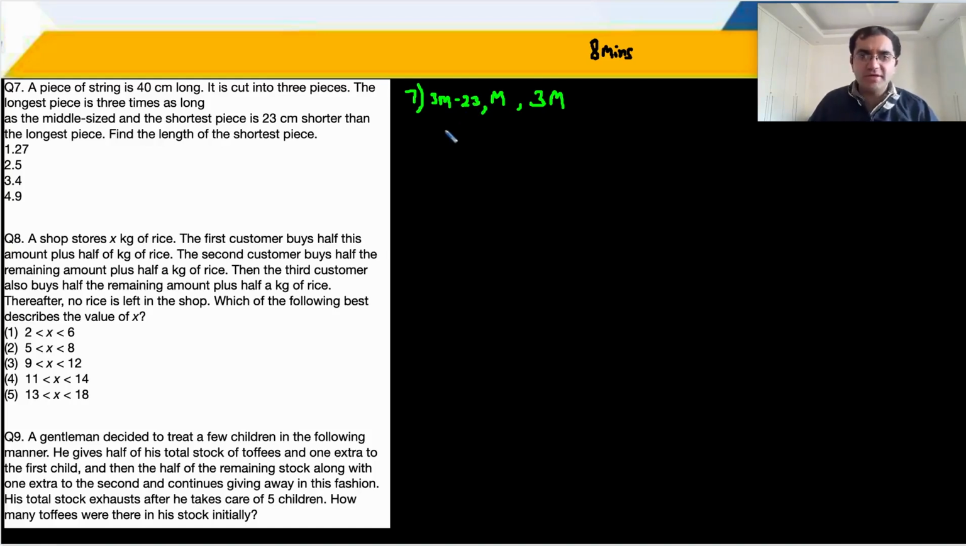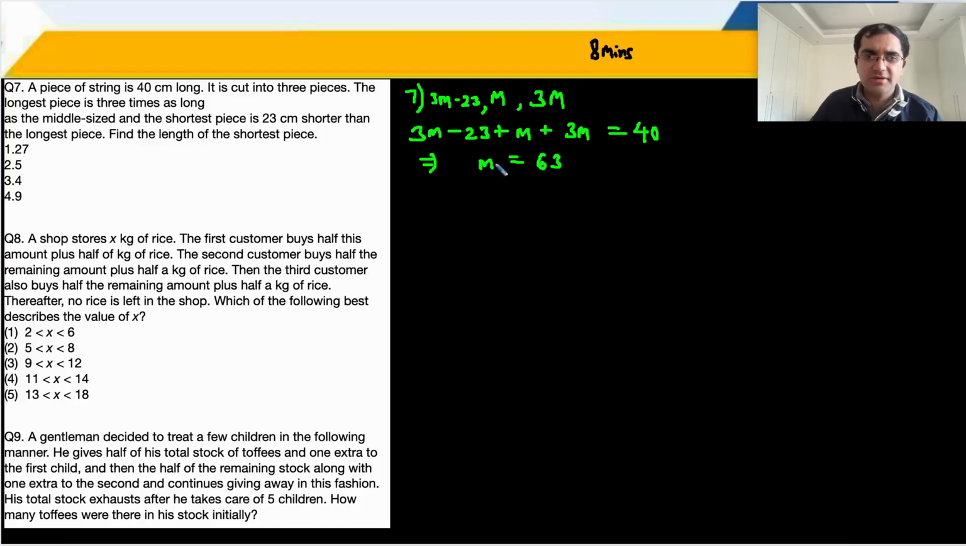These are your 3 pieces. Add them up, equal to 40. Get the value of M. 3M minus 23 plus M. So the piece of string is 40 centimeters long, so the total length is equal to 40. M is equal to 63, 7M is 63, M is equal to 9. Find the length of the shortest piece: 3M, well M is 9, 3 into 9, 27 minus 23, 4 is the right answer.